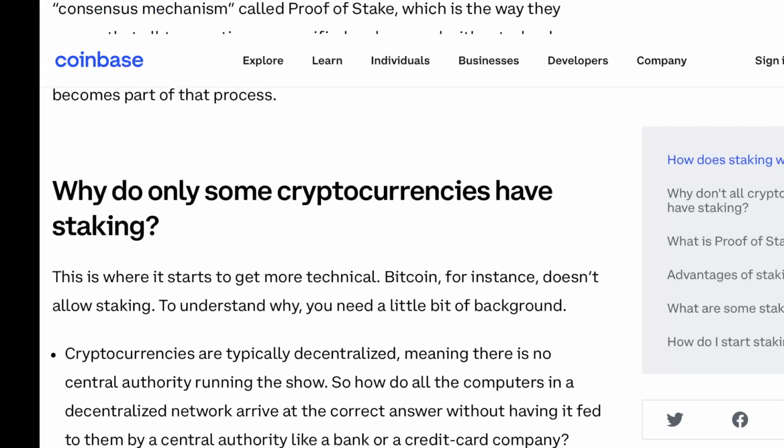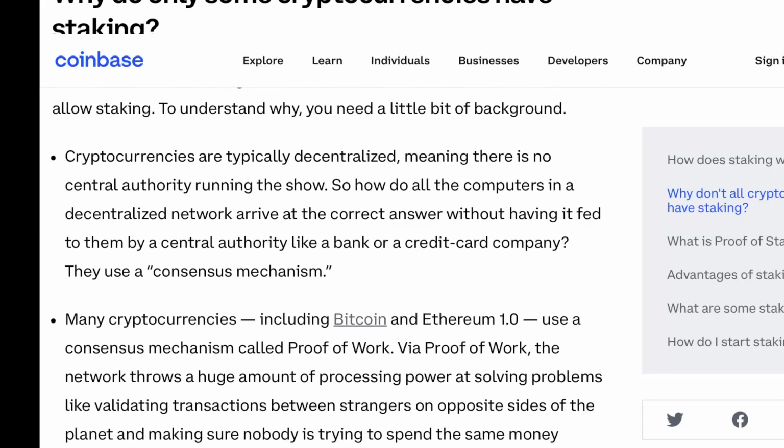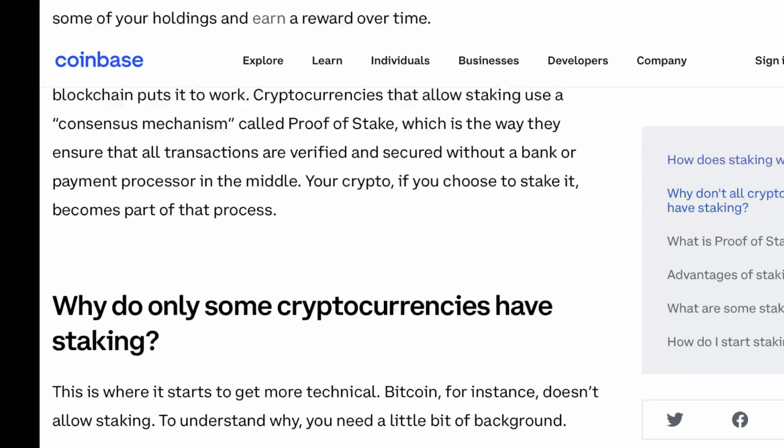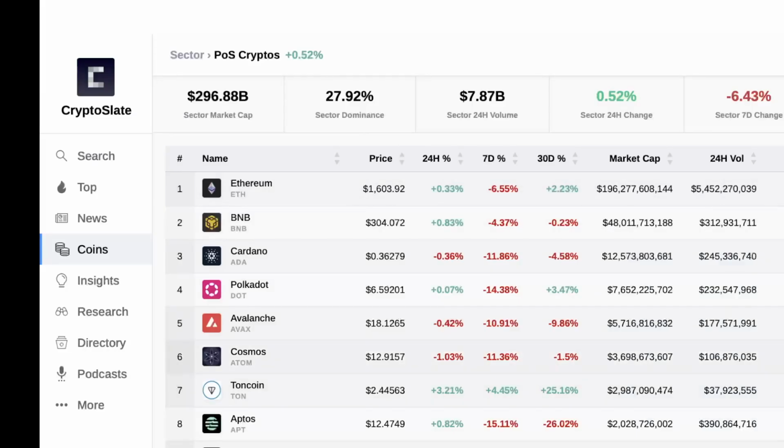I think there's a really good way to explain this. I tried to find a good phrase, but that's okay. There are tons of ways to explain why staking works. So how do you find the staking coins?